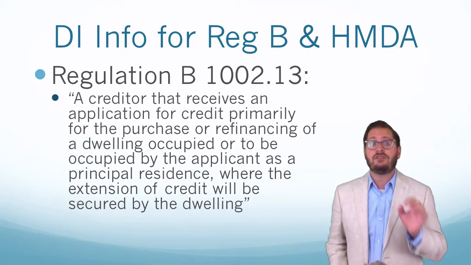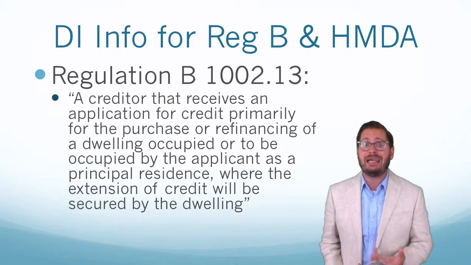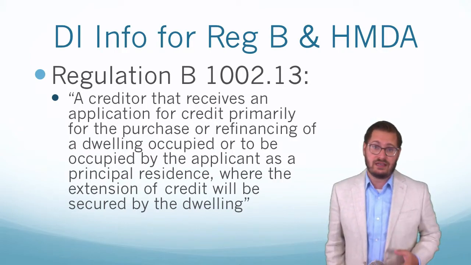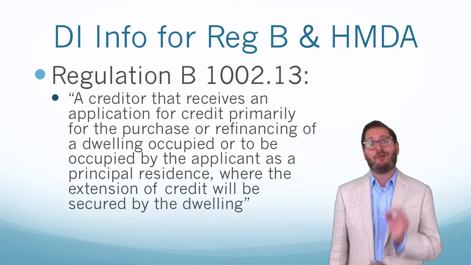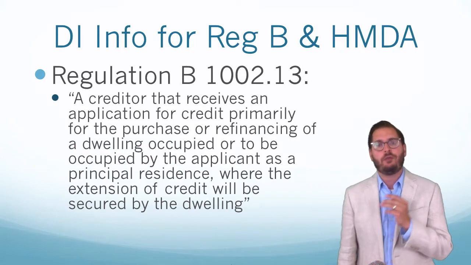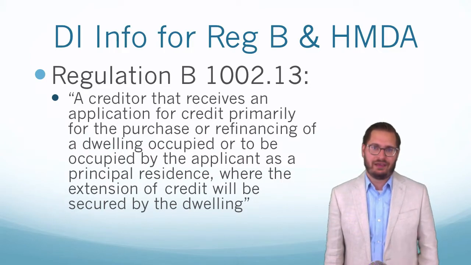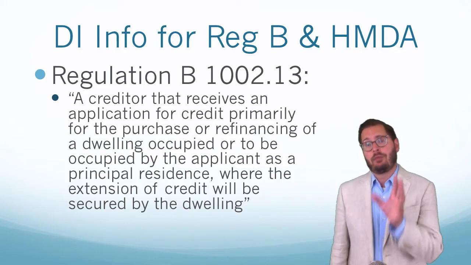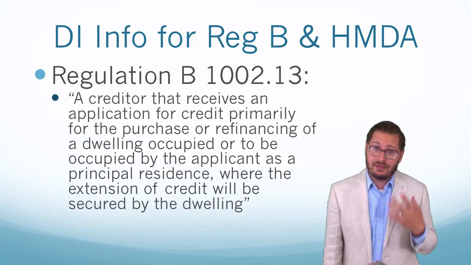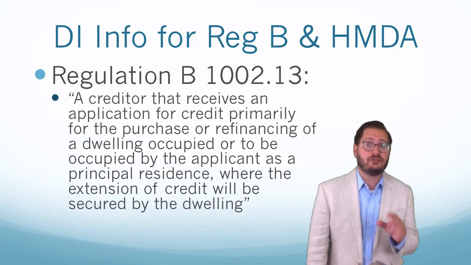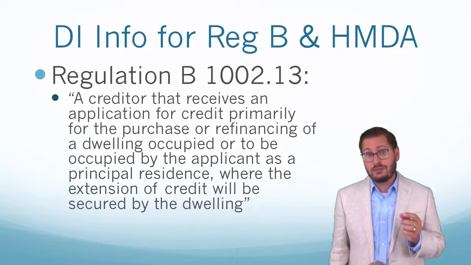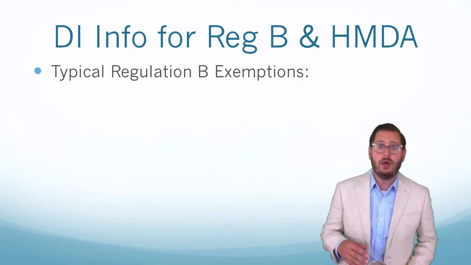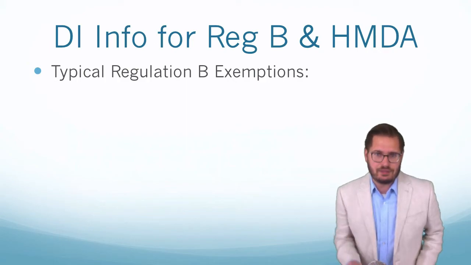Then the second part is of a dwelling that's occupied or to be occupied as a principal residence, right? So it has to be a primary residence. And the final part is where the extension of credit will be secured by the dwelling. So we're looking at it there by breaking it down. One thing I think that might help in understanding when government monitoring information is required under Regulation B is to actually try to define this with some exemptions, right?